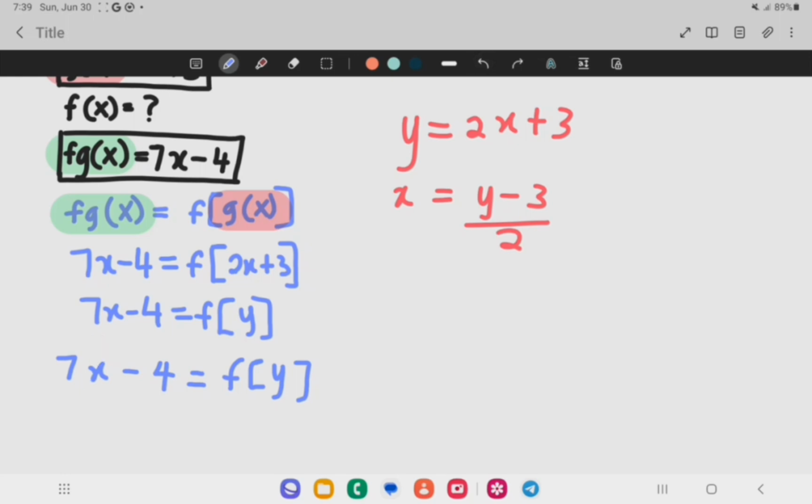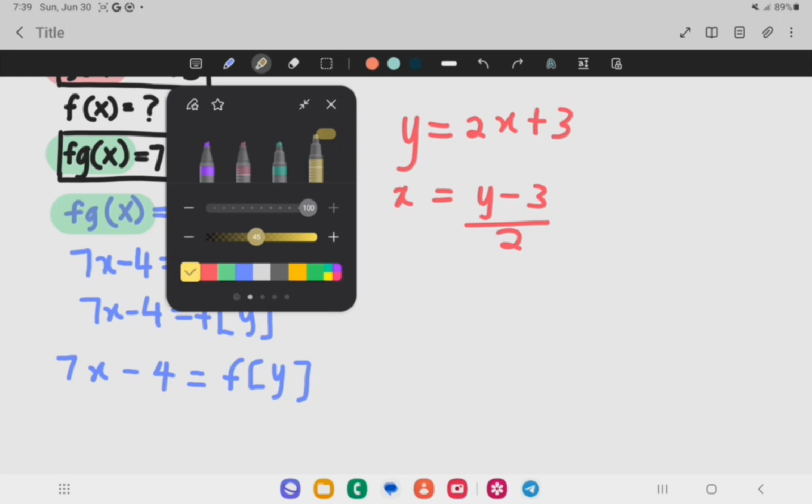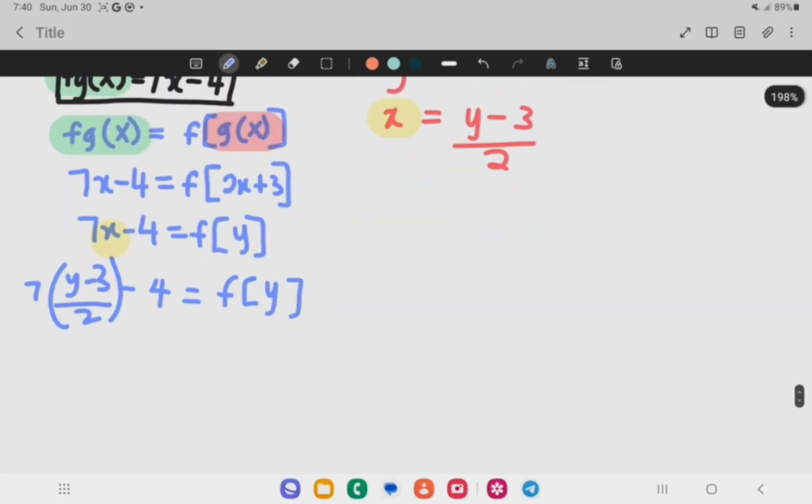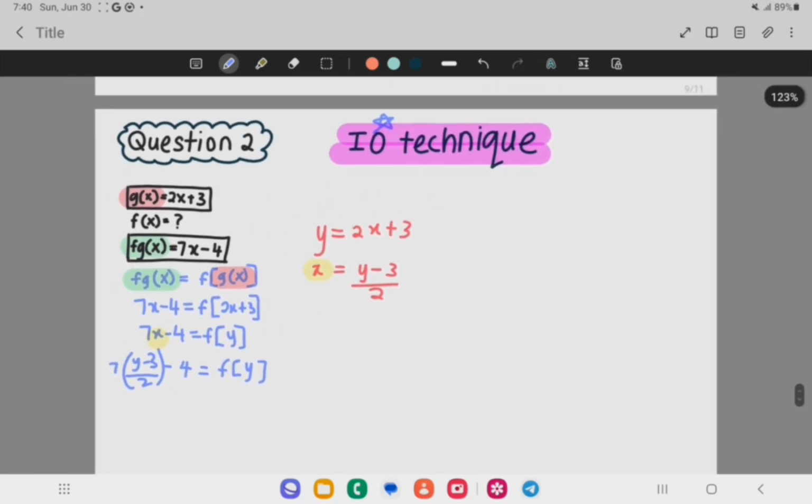So what you have to do is, as you can see here, we find the x value over here, which is (y minus 3) over 2. So you're just going to substitute this x with (y minus 3) over 2. So that's what we are going to do. Okay, and you're going to solve this.